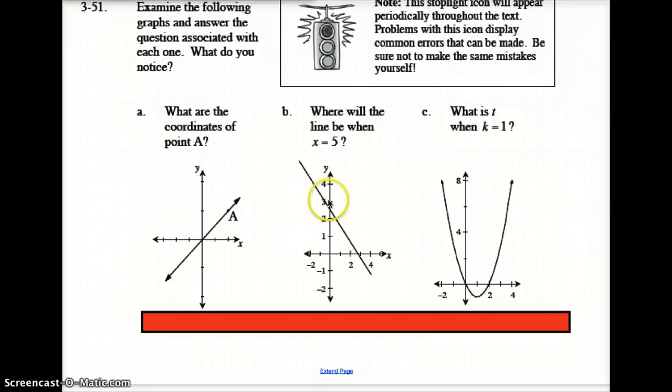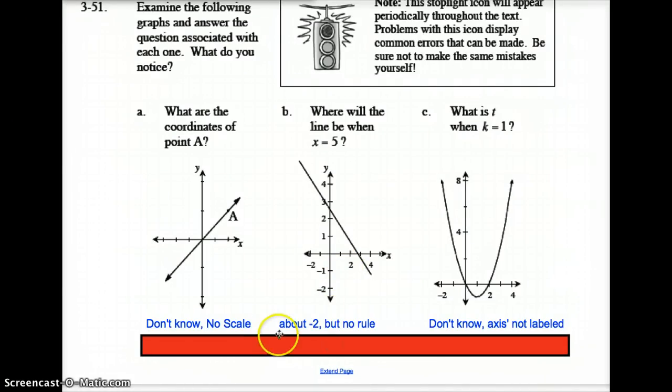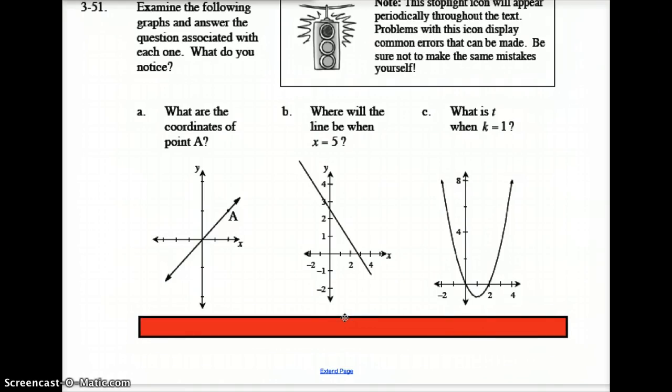Moving on. Letter B. Where will you find the line when x equals 5? Many of you in your minds right now are extending that line because it doesn't go all the way to 5. This is similar to what I did. Watch my answer down here. When I first was teaching this my first year, I wrote down it's about negative 2, but there's no rule. Well, the problem is I disagree with myself now. Do you notice that this is a line? We know it's a line. Why? Because it's got arrows on both ends. These continue on forever because they have arrows on the end. These do not have arrows on the end. I don't believe it goes to 5.